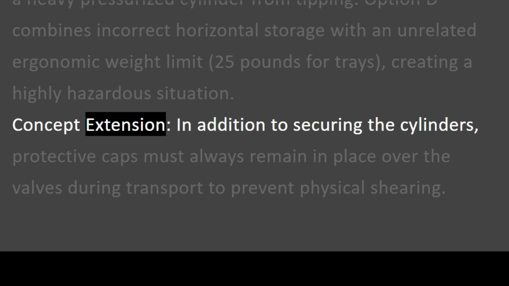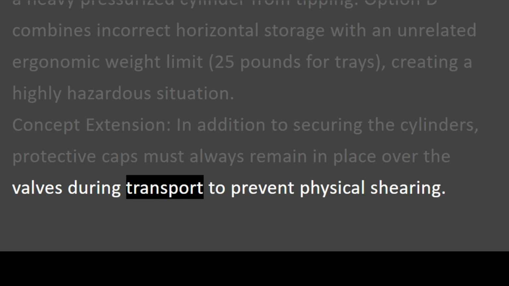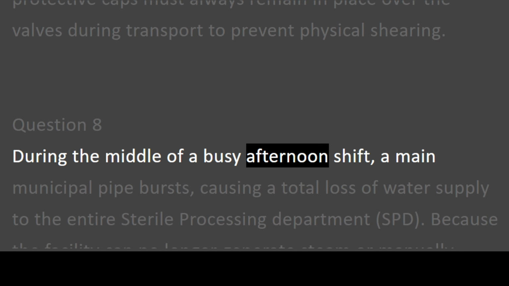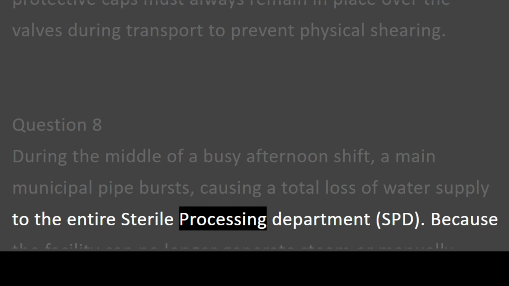Concept extension. In addition to securing the cylinders, protective caps must always remain in place over the valves during transport to prevent physical shearing. Question 8. During the middle of a busy afternoon shift, a main municipal pipe bursts, causing a total loss of water supply to the entire sterile processing department, SPD.